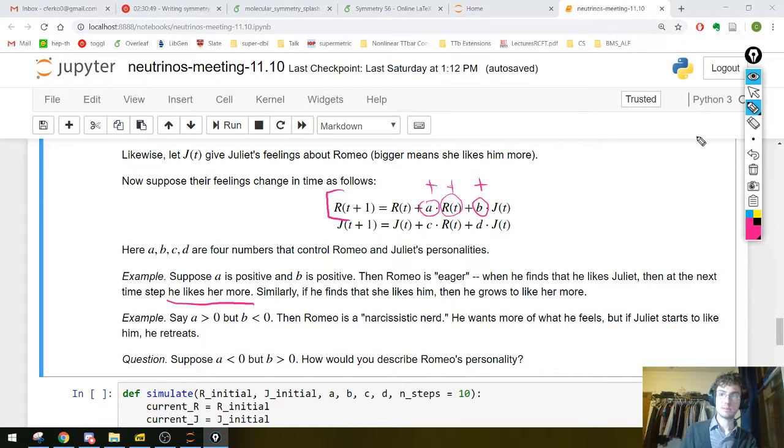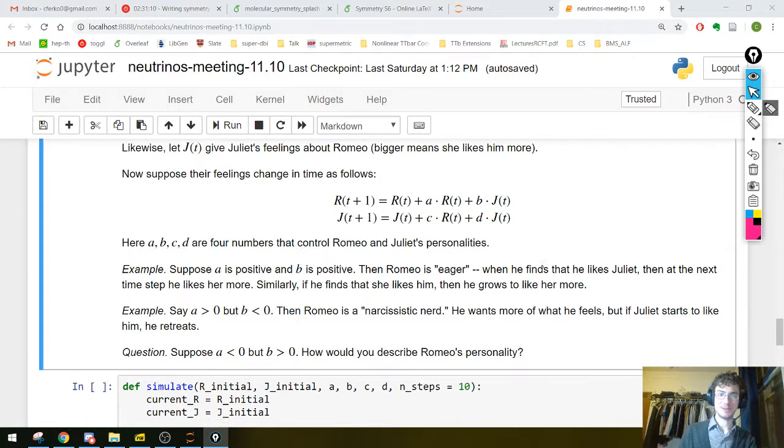But similarly, B is positive. B multiplies how much Juliet likes him. So if Romeo discovers Juliet likes him, then positive times positive is positive, so he likes her more again. So that's what I mean by eager. If he likes her, then he likes her more. If she likes him, then he likes her more. Kind of intuitive behavior. Let's pick a somewhat less intuitive behavior.